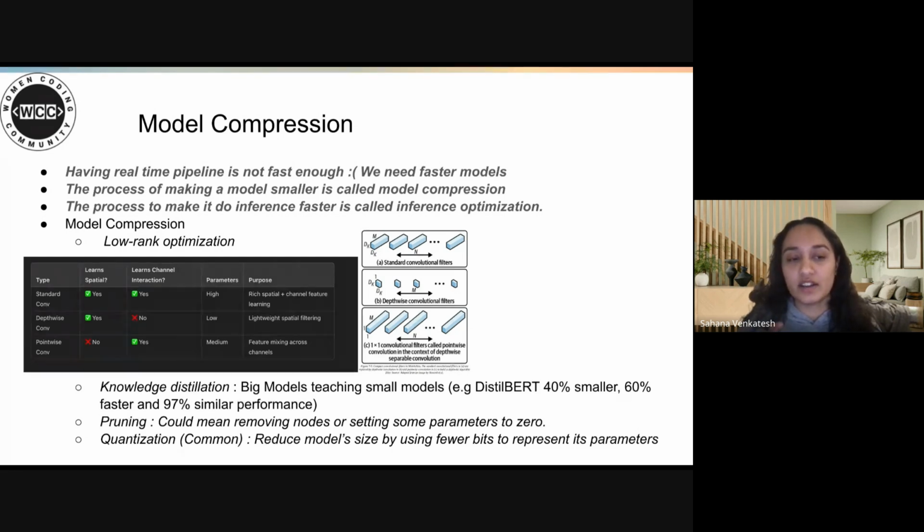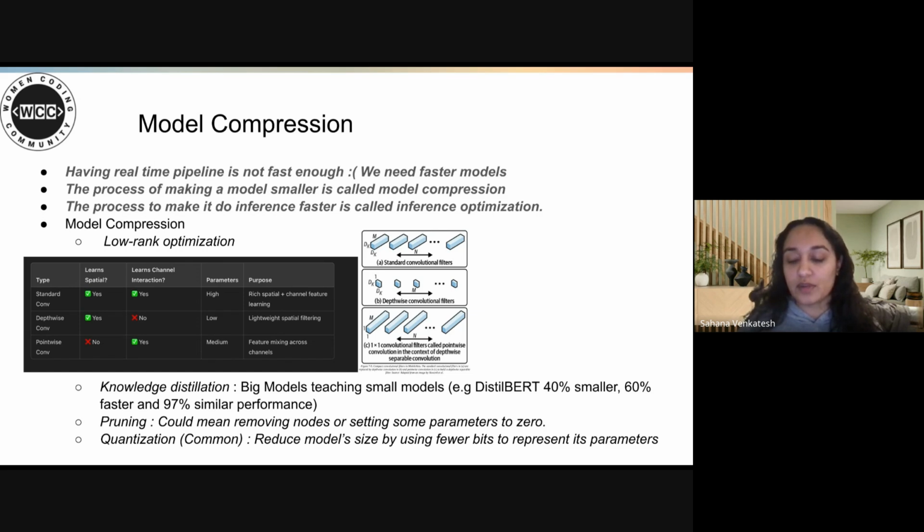There's also another technique under model compression that was discussed, which was knowledge distillation. This basically means big models teaching small models, like a teacher-student relationship. One of the interesting facts shared in the book was that DistilBART, which learned from the big BART, was 40% smaller, but 60% faster and had 97% similar performance as the bigger one. The third one that was discussed was pruning.